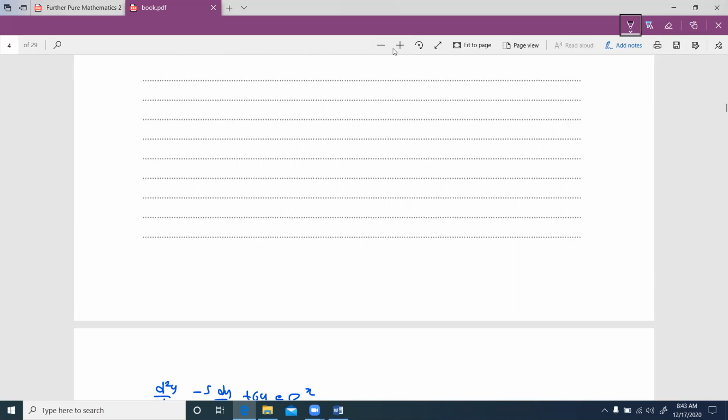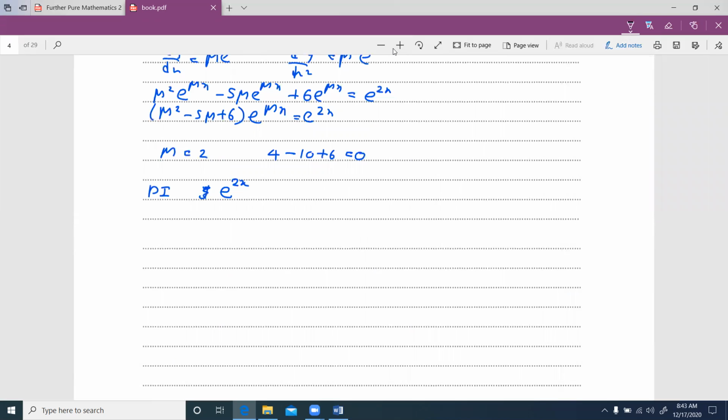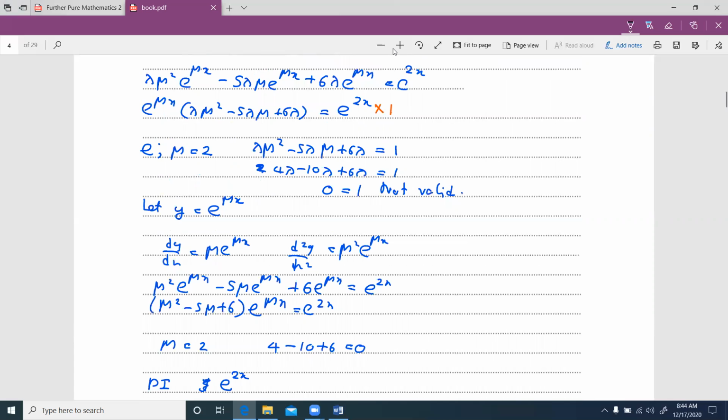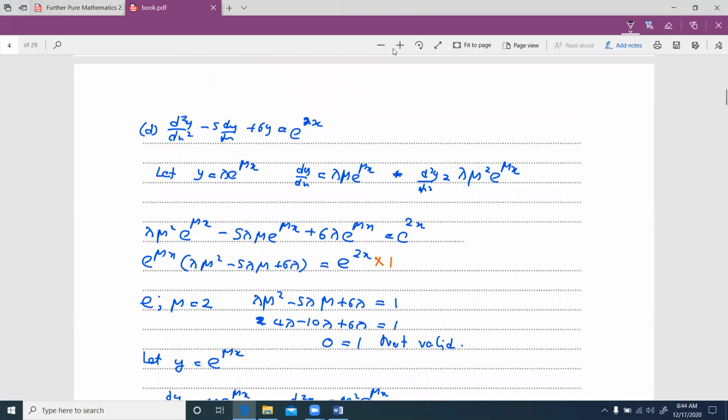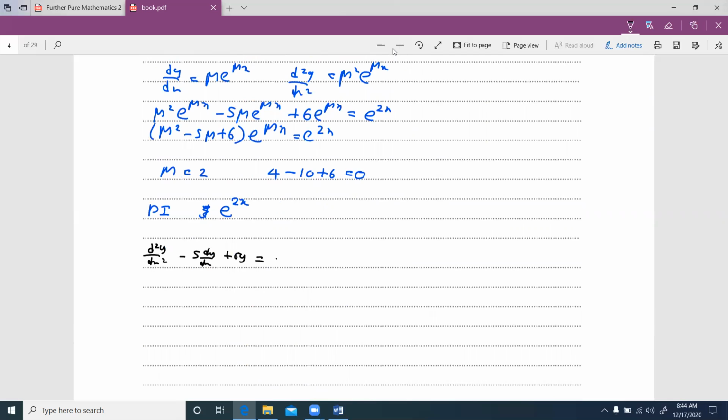So for this kind of situation, we will get this. The question is, d squared y by dx squared minus 5 dy by dx plus 6y is equal to e to the power 2x.